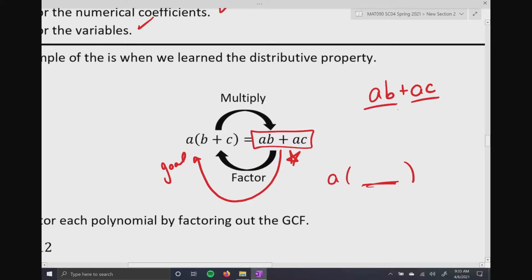I'm going to divide each of my terms in the polynomial by the letter A. We know A over A reduces. And look what's left over. B plus C. And that's what goes inside the parentheses. In other words, once you find your GCF, put it out front, write parentheses, and I want you to divide every single term inside the polynomial by your GCF. And then you found the things that are being multiplied that give me the answer. Let me show you an example here.